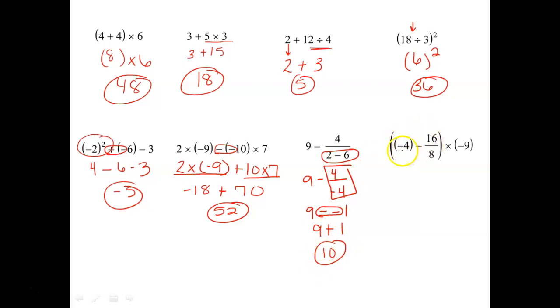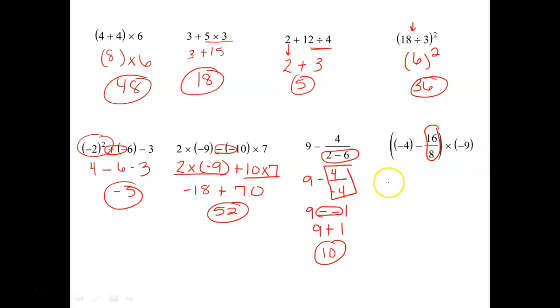All right, so here we have -4 minus 16 over 8 times -9. This always makes y'all panic, guys. Y'all see a fraction, but it's just dividing. So you have -4 minus 16 divided by 8 times -9. That's what you have, okay?